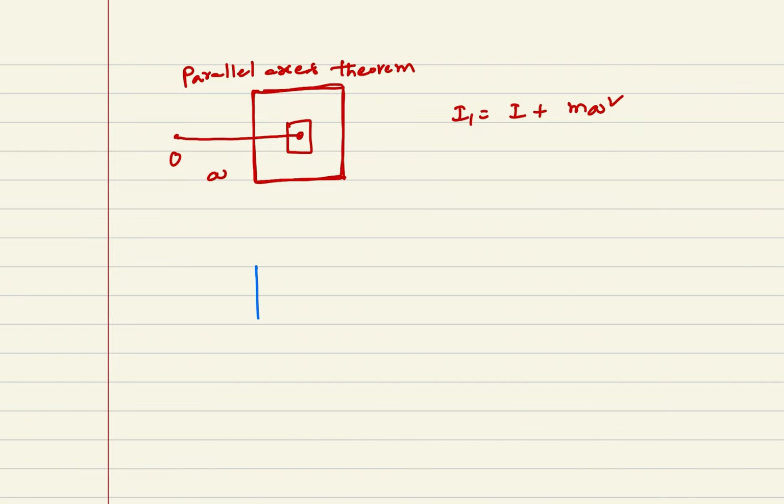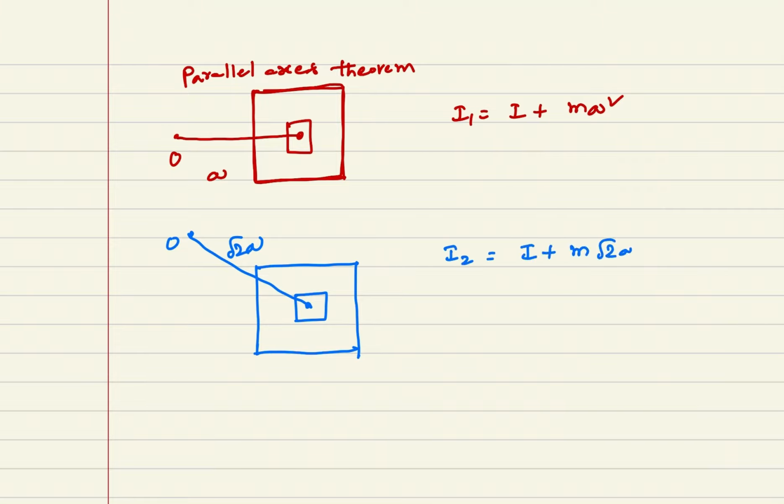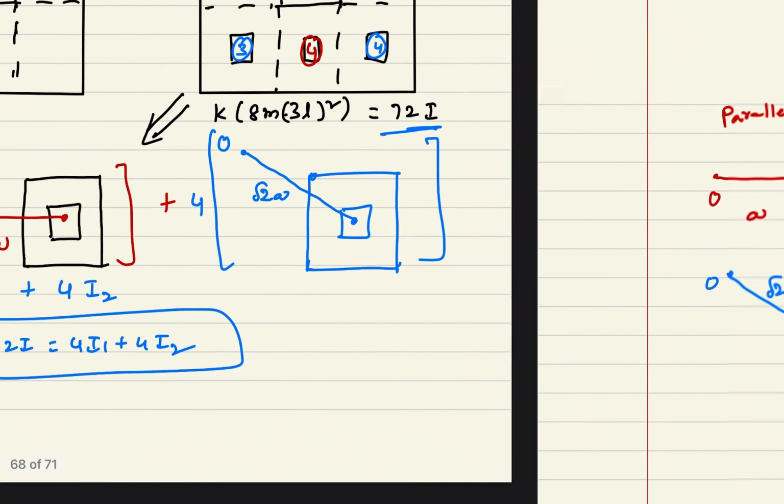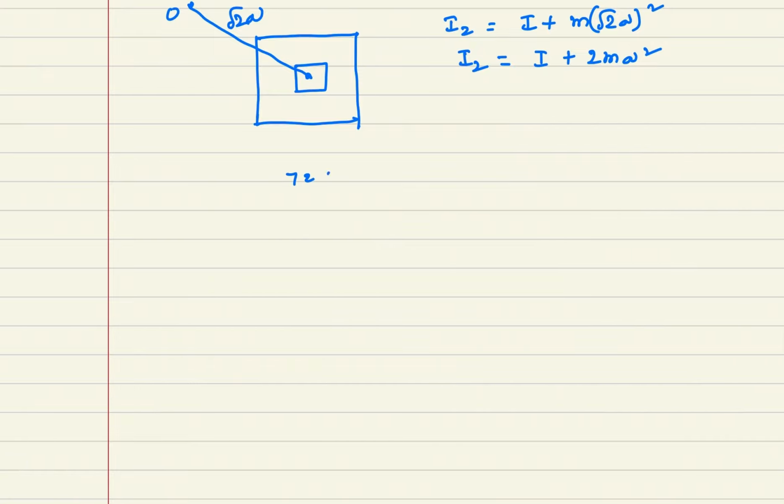Similarly, next one, if you see that fractal object like a square at a distance root 2a, about O I am writing again I2 is equal to I plus m into root 2a whole square. From this, I plus m into root 2a whole square can be written as 2 into ma square, that is my I2. Okay, now you can equate this relation, 72I, that I am writing here.